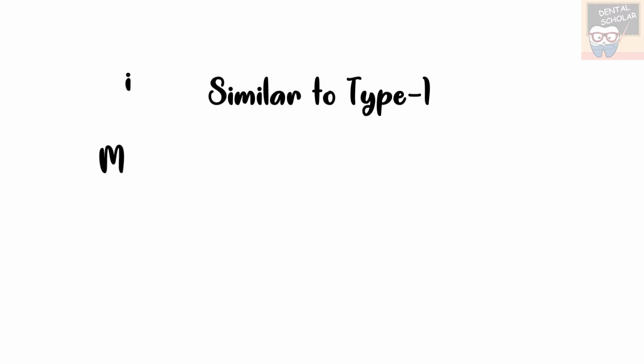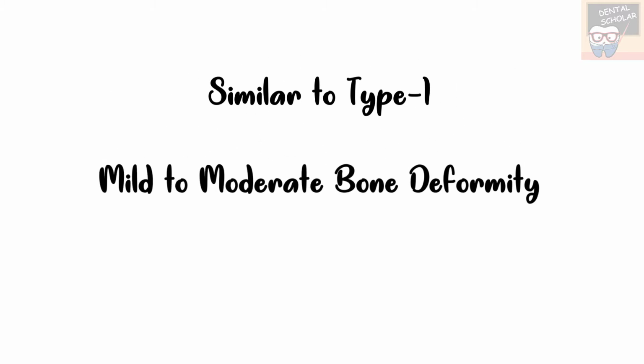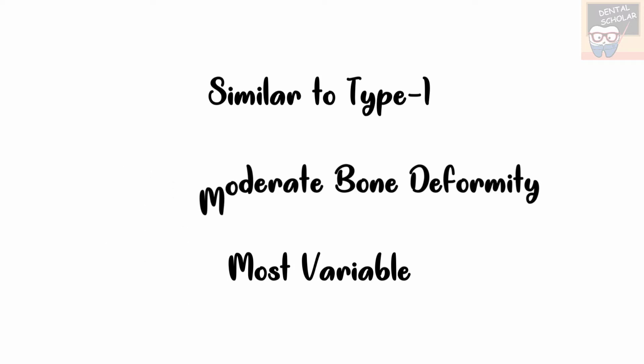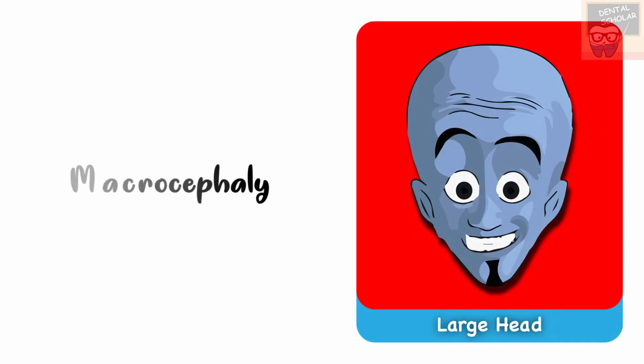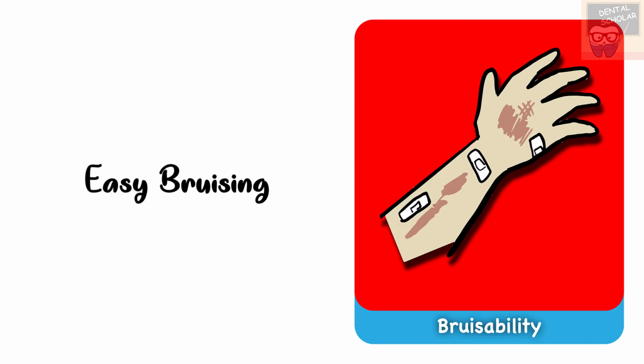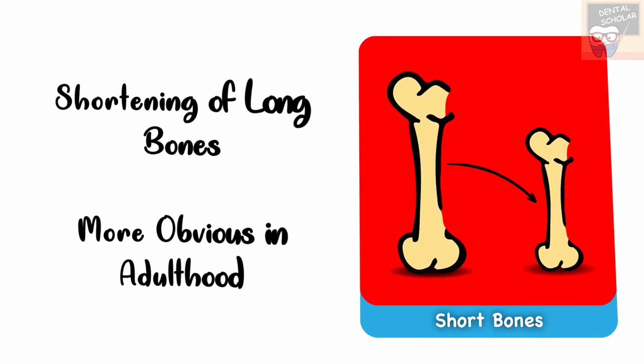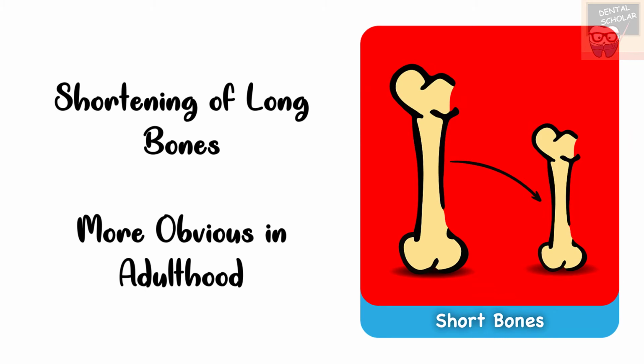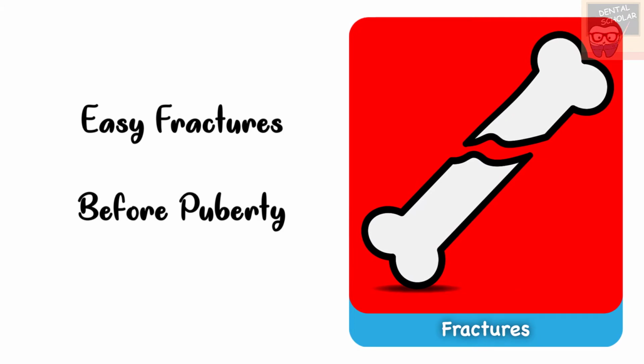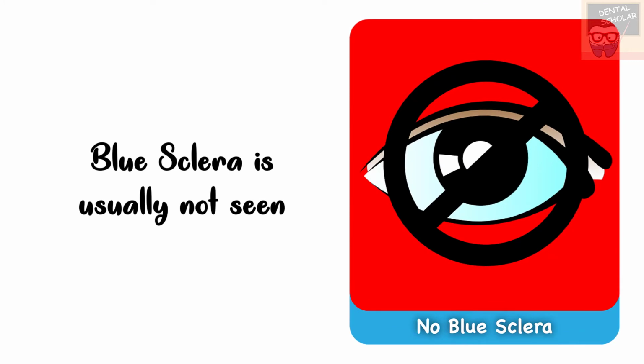The bone deformity may range from mild to moderate, and it is the most variable type of osteogenesis imperfecta. So the clinical features will be most variable in this type. The features include, first, macrocephaly, that is an enlarged head. There is easy bruisability, and there is shortening of long bones, and it is more obvious in adulthood. These bones will easily fracture, especially before puberty, and blue sclera is usually not seen.